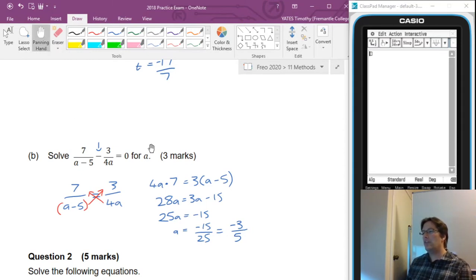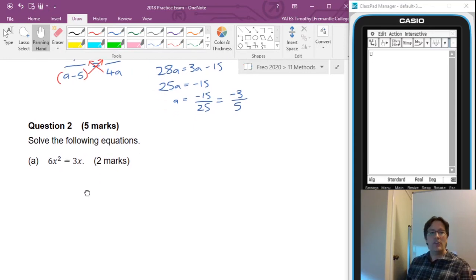Not too hard to solve, just so long as we're methodical and careful about it. And negative 3/5 is a perfectly reasonable answer for what we'd expect to get there. Remember that this one's worth 3 marks. If you make a mistake somewhere along the line, it is still possible to get part marks, so long as you're being logical about what you're doing.